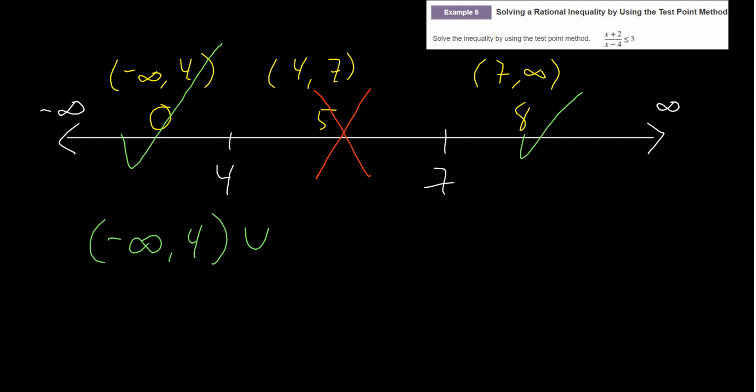However, on the other side, going from 7 to infinity, we can use a bracket because, again, in this particular case, it is an or equal to, so we use a bracket, and we're good to go. Yeah, sorry about that. That was a quick mistake.